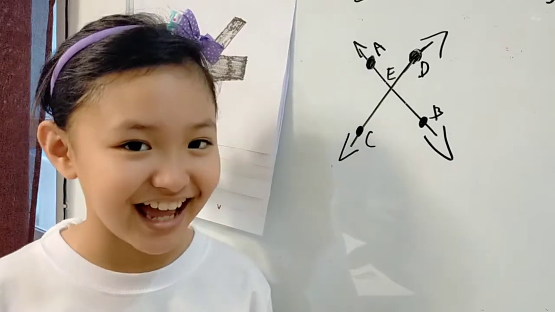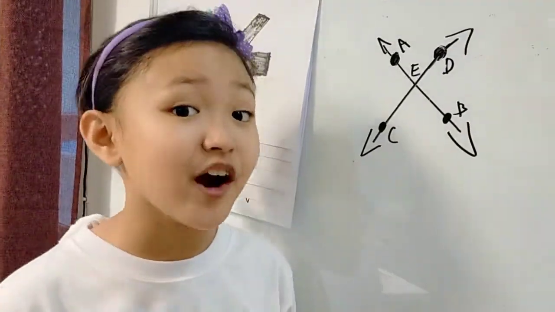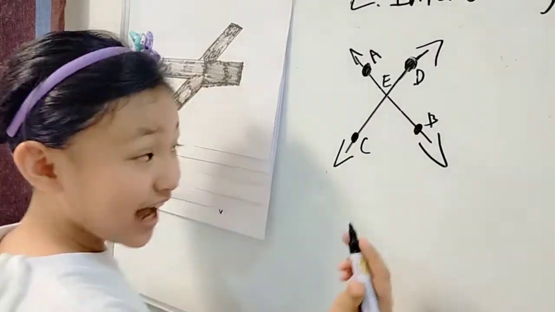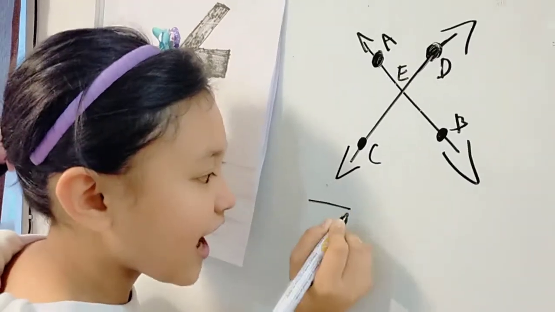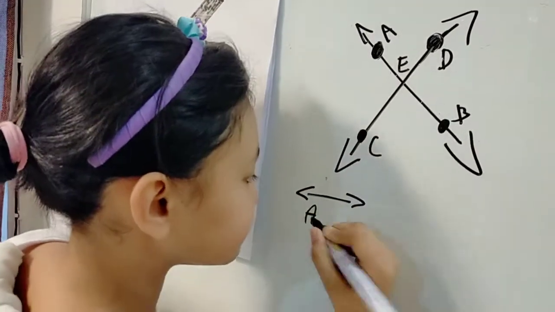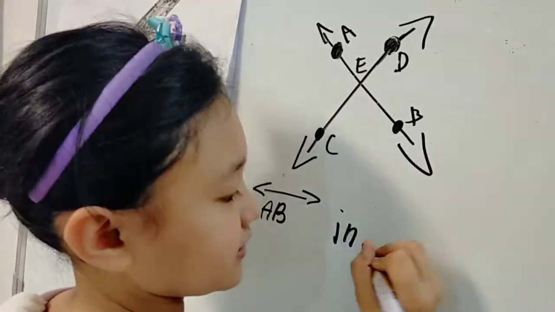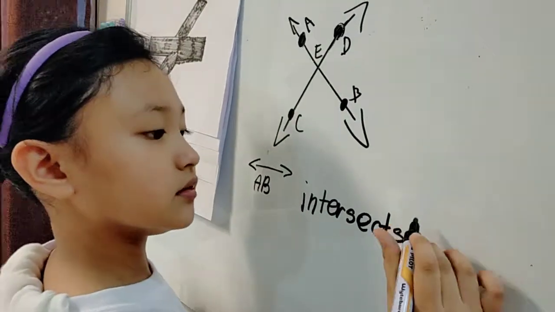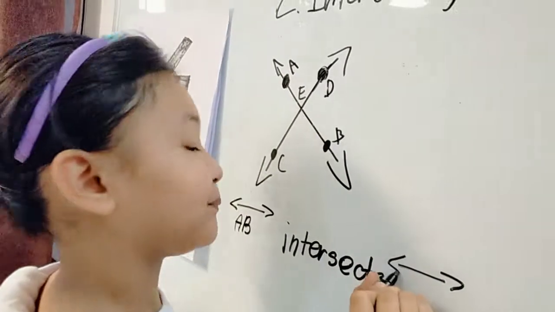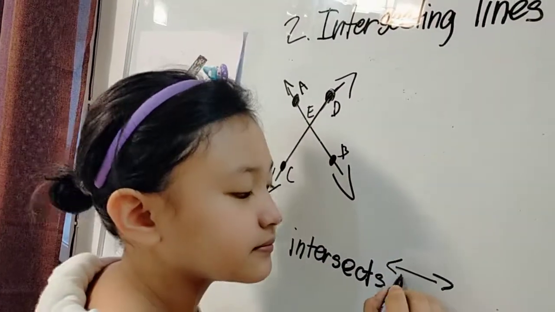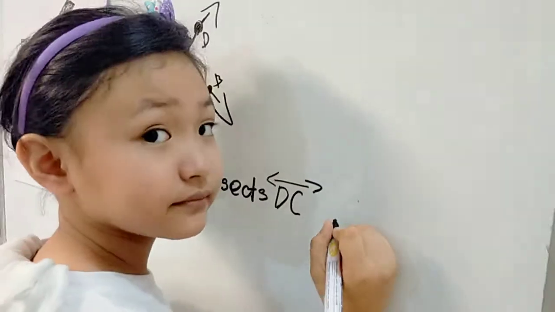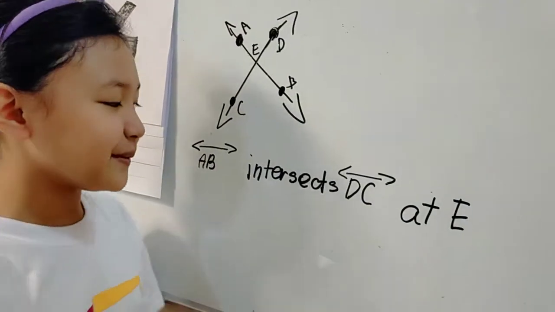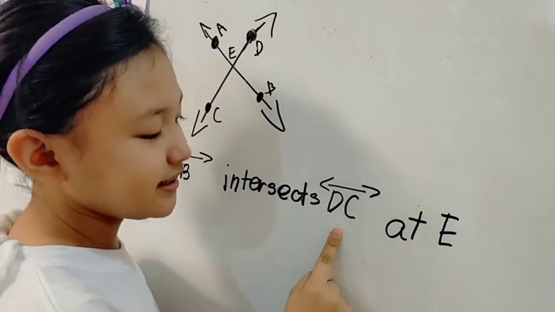In intersecting lines, we don't use any symbol. But when we are speaking, writing, and reading the intersecting lines, we are going to write it like this. Line AB intersects line DC at E. So we say line AB intersects line DC at E.